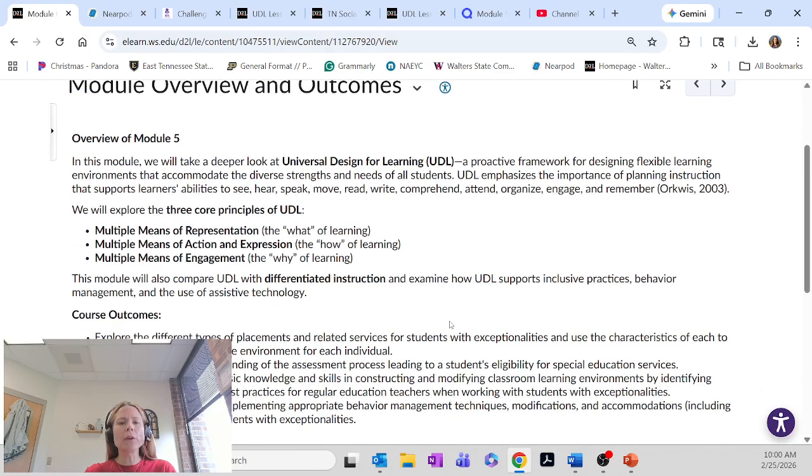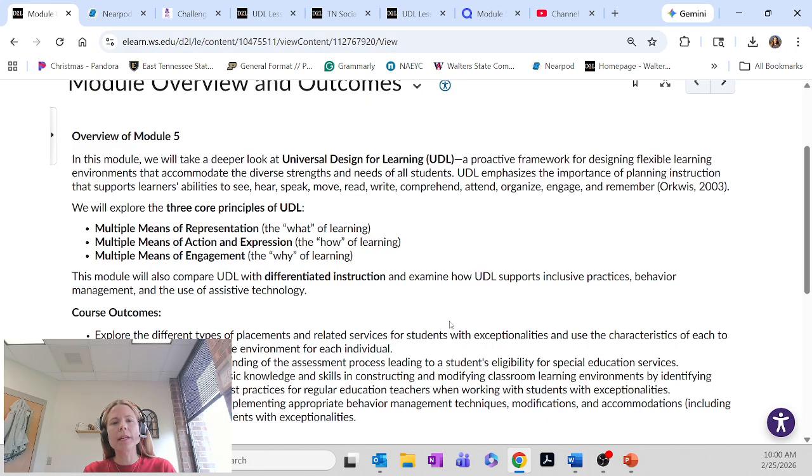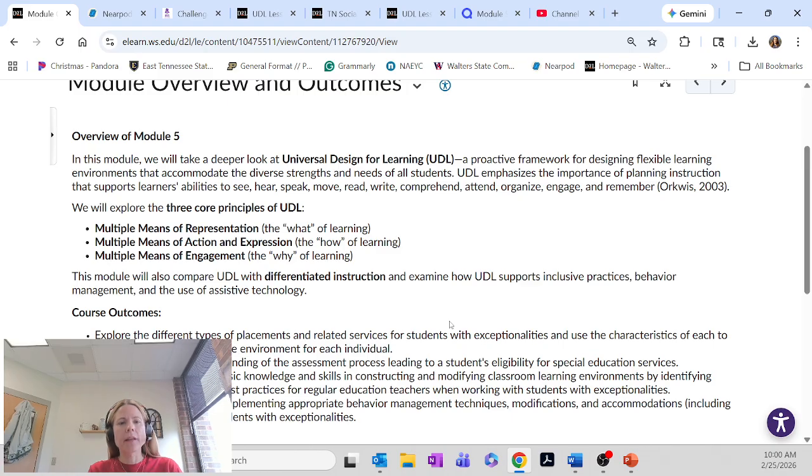When we look specifically at the three core principles of multiple means of representation, multiple means of action and expression, and then multiple means of engagement, we really break it down into simpler terms for you. Representation, think of it as the what of learning, right? Action and expression is the how of learning. And then multiple means of engagement is the why, right? So we want to know what they're learning, how they're going to learn it, and the why.